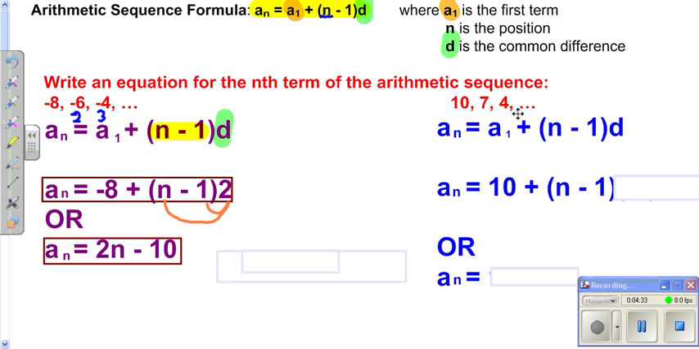Put in your common difference, which we're going down by 3 each time, so your common difference is -3. But you need to make sure you put your -3 in parentheses, otherwise it looks like subtracting 3. At this point, you could leave it like that, or you could distribute through and then combine like terms. If you did distribute through and combine like terms, you would get this down here.